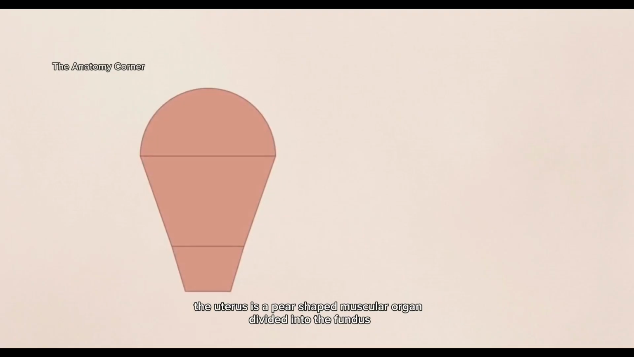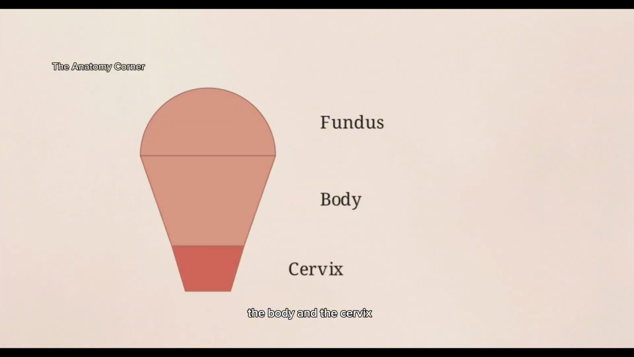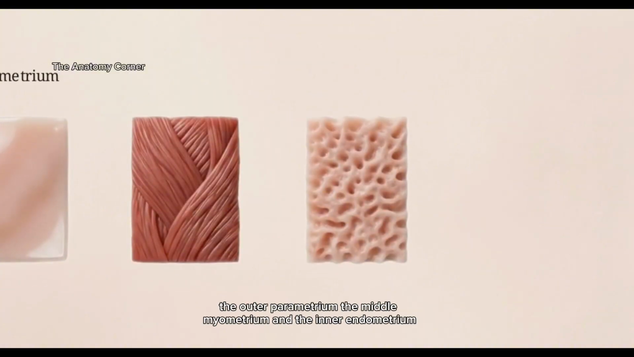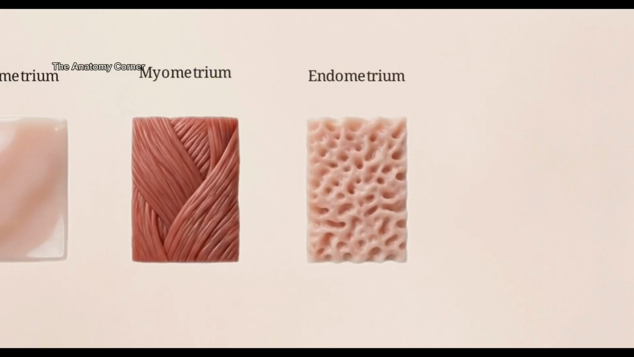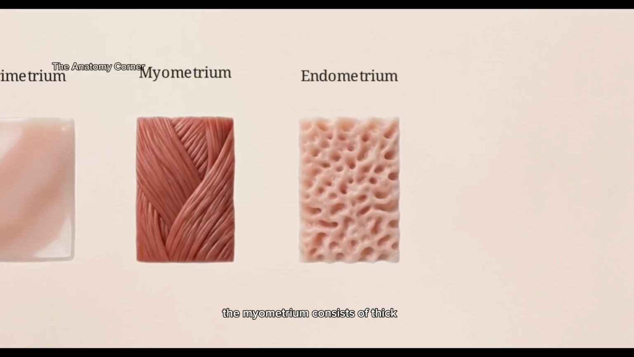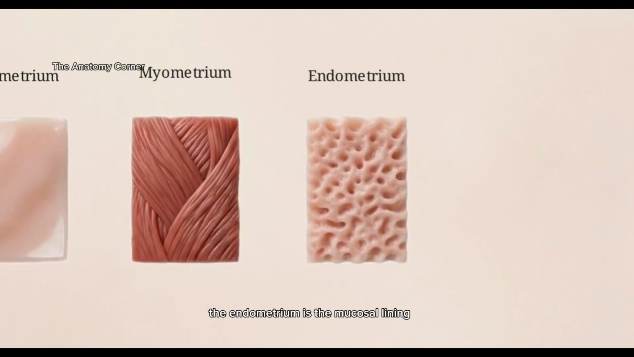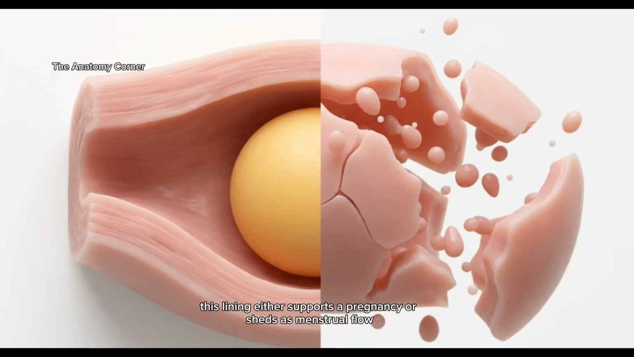The uterus is a pear-shaped muscular organ divided into the fundus, the body, and the cervix. We deconstruct the uterine wall into three histological layers: the outer perimetrium, the middle myometrium, and the inner endometrium. The myometrium consists of thick, smooth muscle responsible for contractions during labor. The endometrium is the mucosal lining that provides the site for embryonic implantation and nourishment. This lining either supports a pregnancy or sheds as menstrual flow if fertilization does not occur.